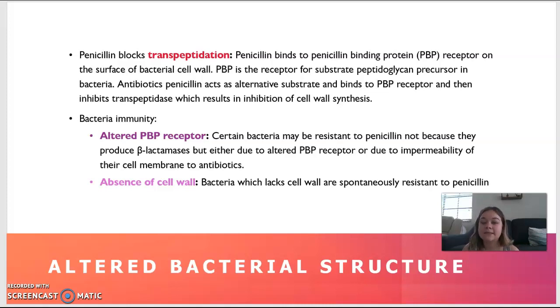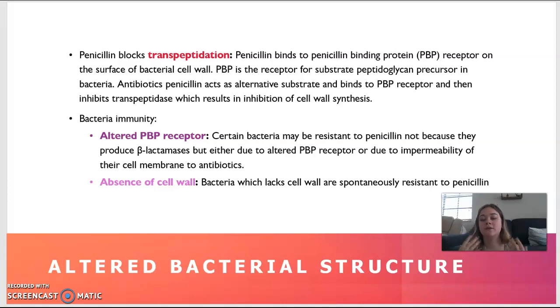So penicillin binds to the penicillin binding protein, right? That's what we talked about, that receptor on the surface of the bacterial cell wall. So PBP is the receptor for substrate peptidoglycan precursor in bacteria. So antibiotics and penicillin can act as an alternative substrate that binds to that receptor and inhibits transpeptidase, which results in inhibition of cell wall synthesis. Right, so that was sort of what we talked about. The peptidoglycan can no longer plug up those holes because we're binding to that protein that really binds the peptidoglycan together. So how is bacteria developing this immunity?